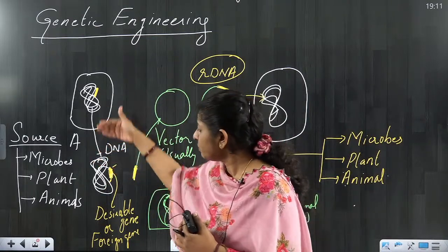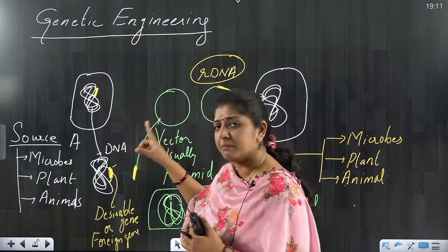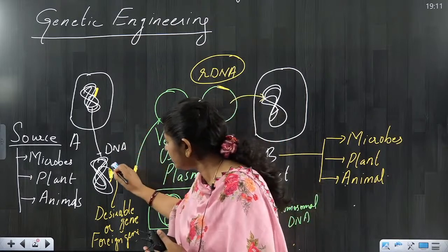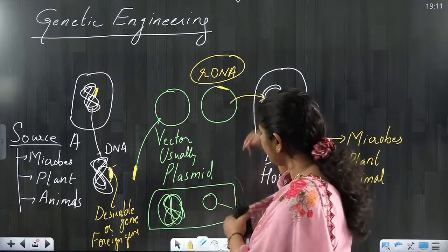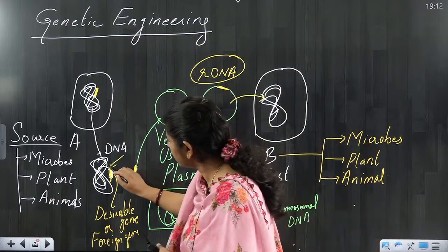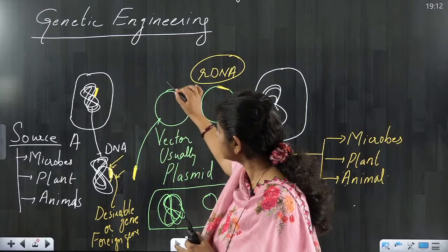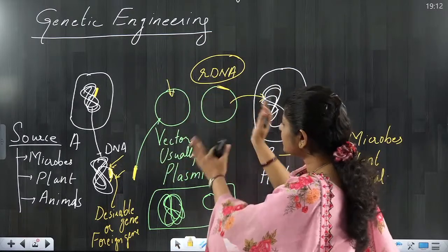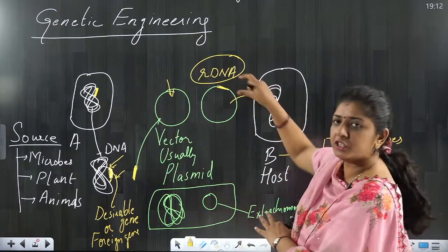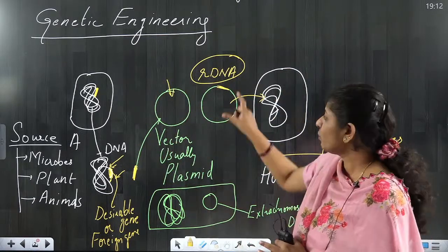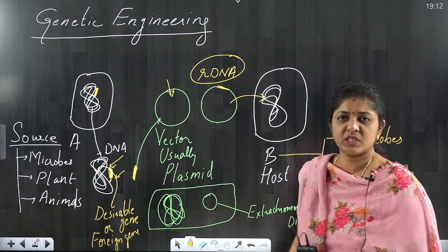We need to remove it, we need to cut this out. But keep in mind, when we are cutting this thing out, we need the same scissors to cut this plasmid and make a space for this desirable gene of interest, right, and put that into the host cell.